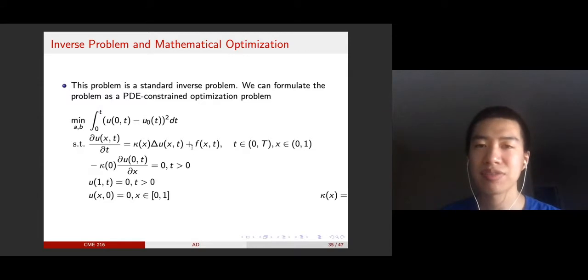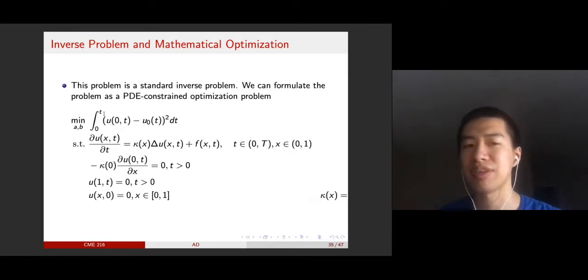The way to do that is to formulate the problem as a mathematical optimization problem. And this is actually a PDE constraint optimization problem. You want to minimize your solution u(0,t) given a specific A and B, or given a hypothetical or candidate A and B. Then you have a solution here. You want to minimize the discrepancy between your hypothetical u(0,t) and your observation u0. So this is the mathematical formulation.